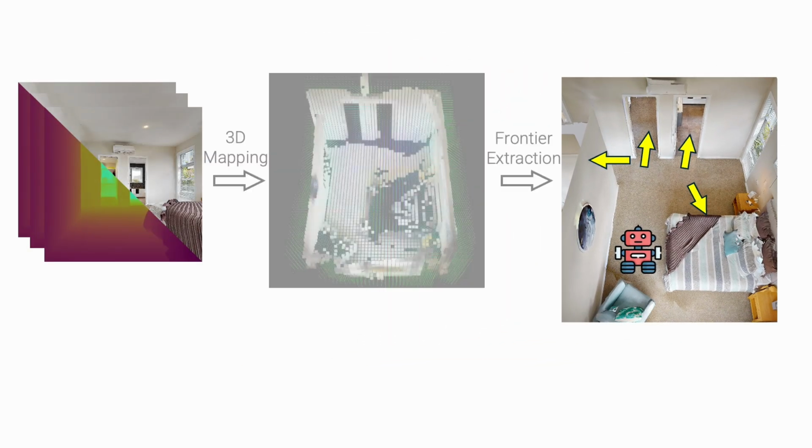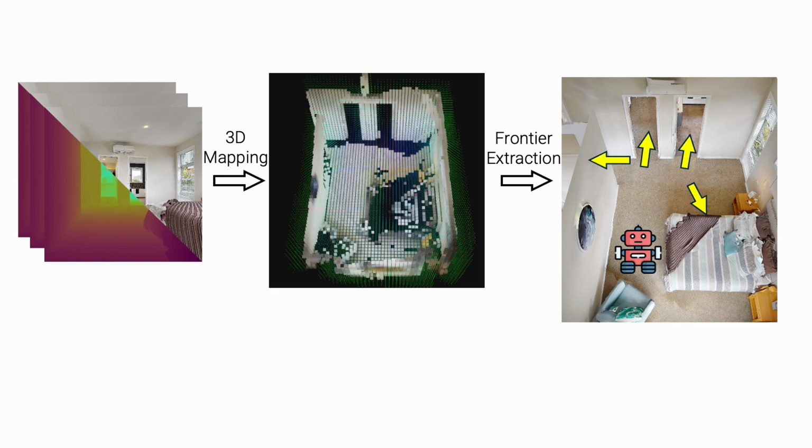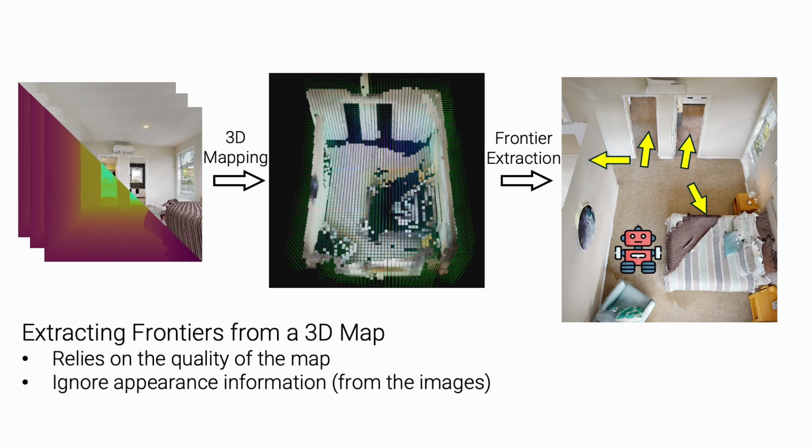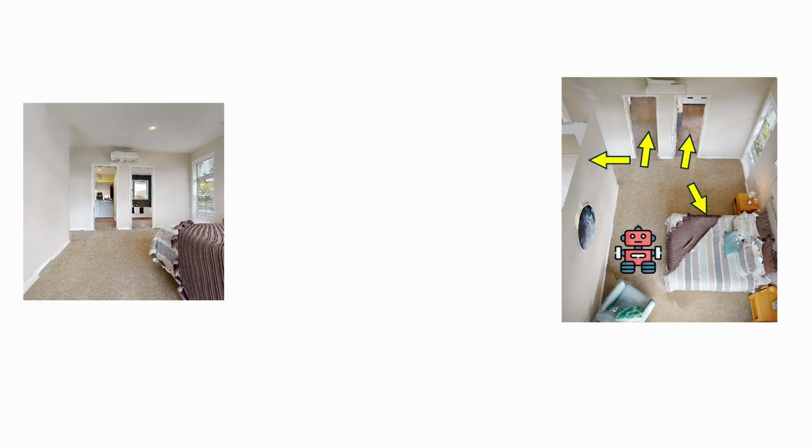Most existing methods extract frontiers from a dense 3D map, such as an occupancy grid. These methods rely heavily on the mapping process, and more importantly, often overlook the rich visual cues available for inferring frontiers from image appearance. We observe that humans can easily identify potential areas to explore from a single image. Can a robot also detect frontiers directly from visual cues?